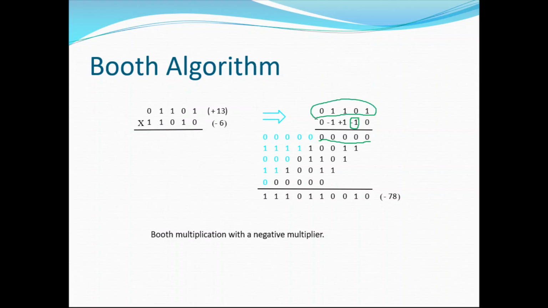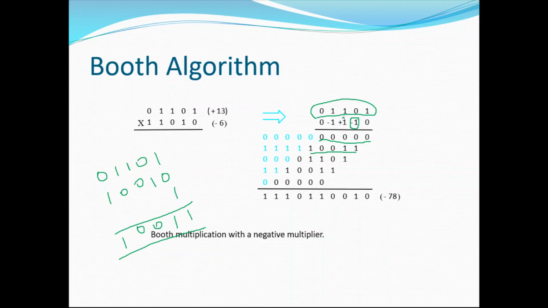So there is minus x, so this should be represented in 2's complement. What is the 2's complement of this 01101? First take the 1's complement, 10010, and add 1 to this. So 0 plus 1 is 1, and it is 10011. That is what is copied here, 10011, with one shift.